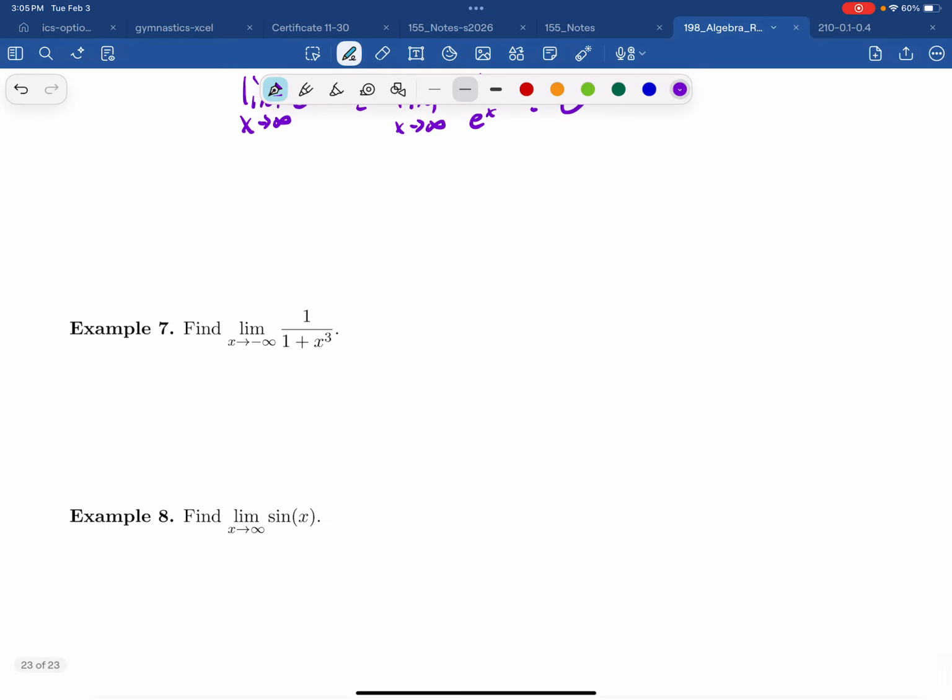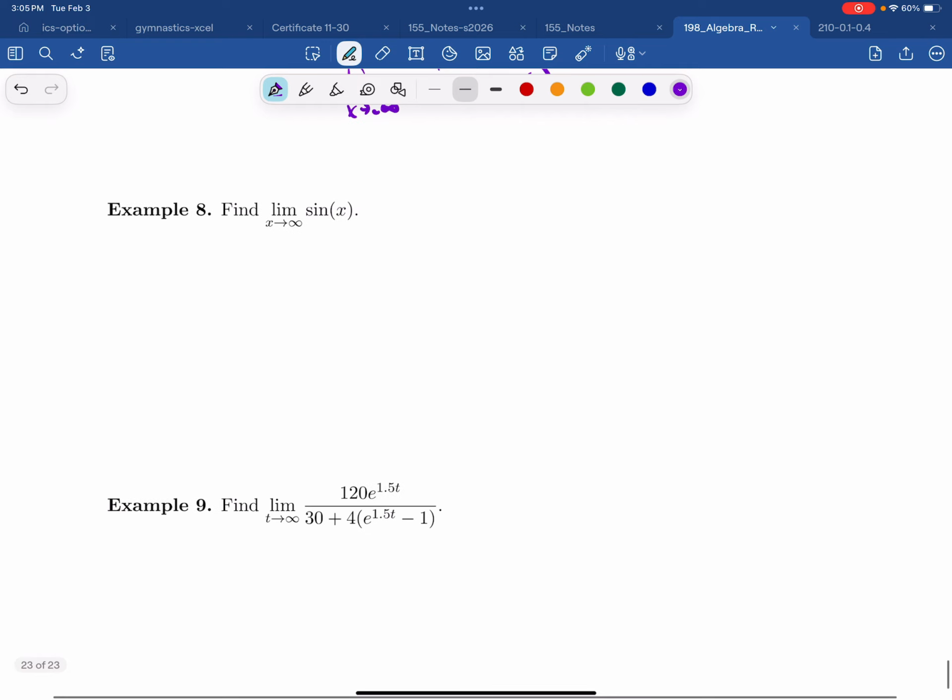A similar sort of situation occurs here. We have the limit as x approaches negative infinity of 1 over 1 plus x cubed. And again, you can just kind of eyeball this one. This is a small over a big. This also goes to 0.